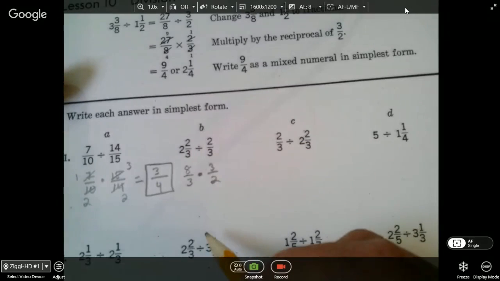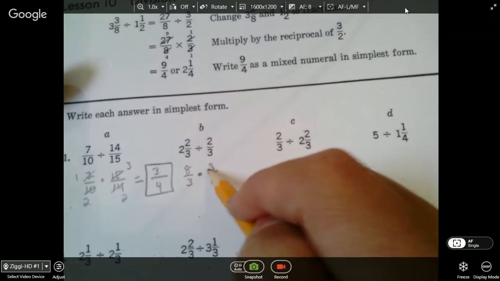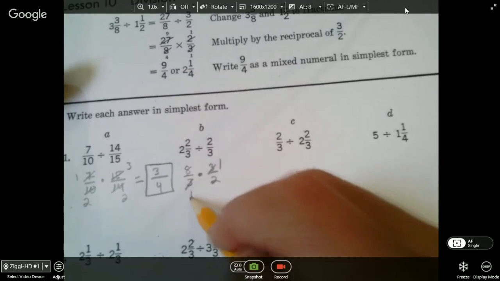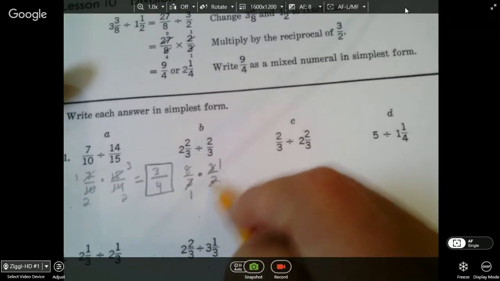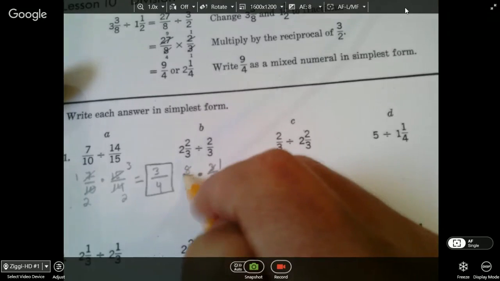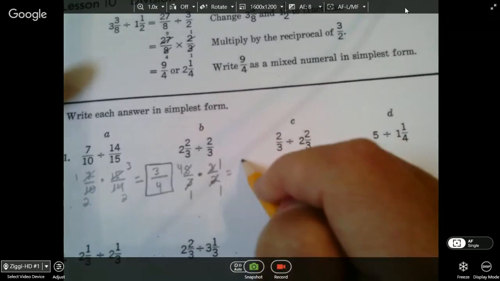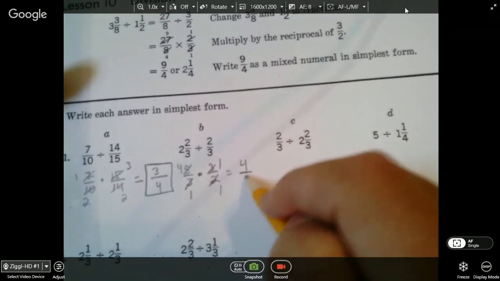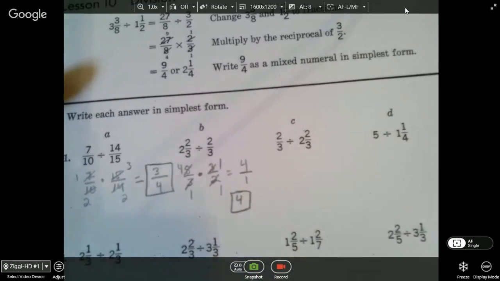It looks like we can simplify top and bottom for a few things here. 3 over 3, greatest common factor is 3. 3 divided by 3 is 1. 3 divided by 3 is 1. And 8 over 2, greatest common factor 2. 2 divided by 2 is 1. 8 divided by 2 is 4. Multiply horizontally. 4 times 1 is 4. 1 times 1 is 1. 4 over 1 is just 4.